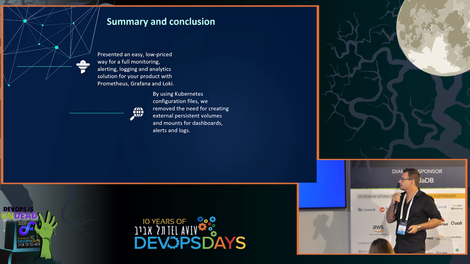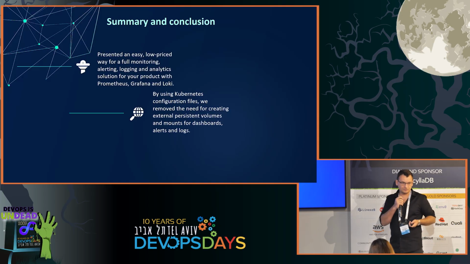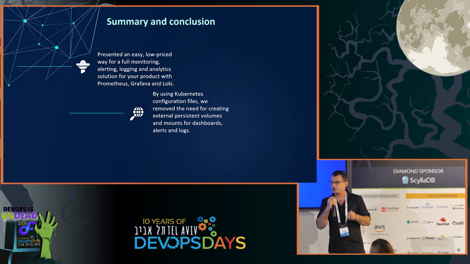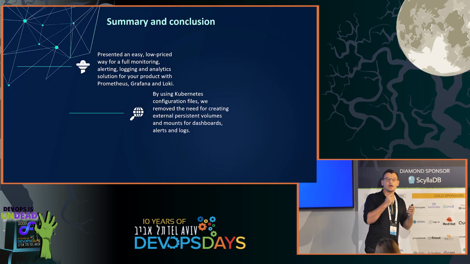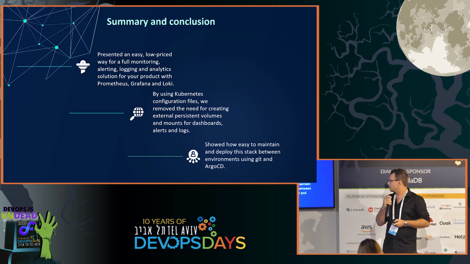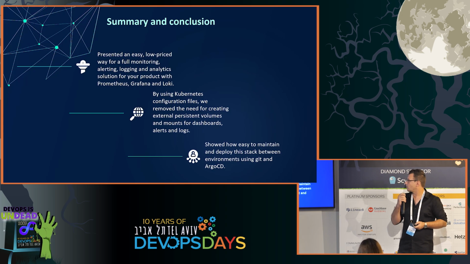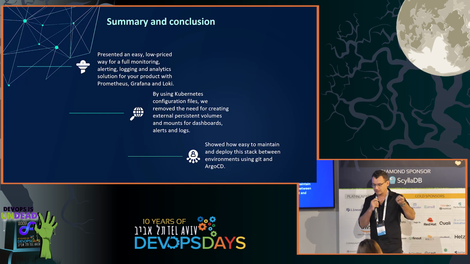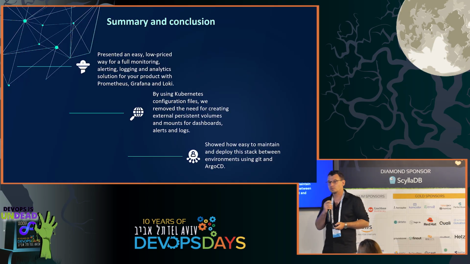The most important thing is by using Kubernetes configuration files, right, config maps, and secrets, we removed the need for creating external persistent volumes and mounts for dashboards, alerts, and logs. Okay? And at the end, we showed how easy it is to maintain and deploy the stack between environments using Argo CD.